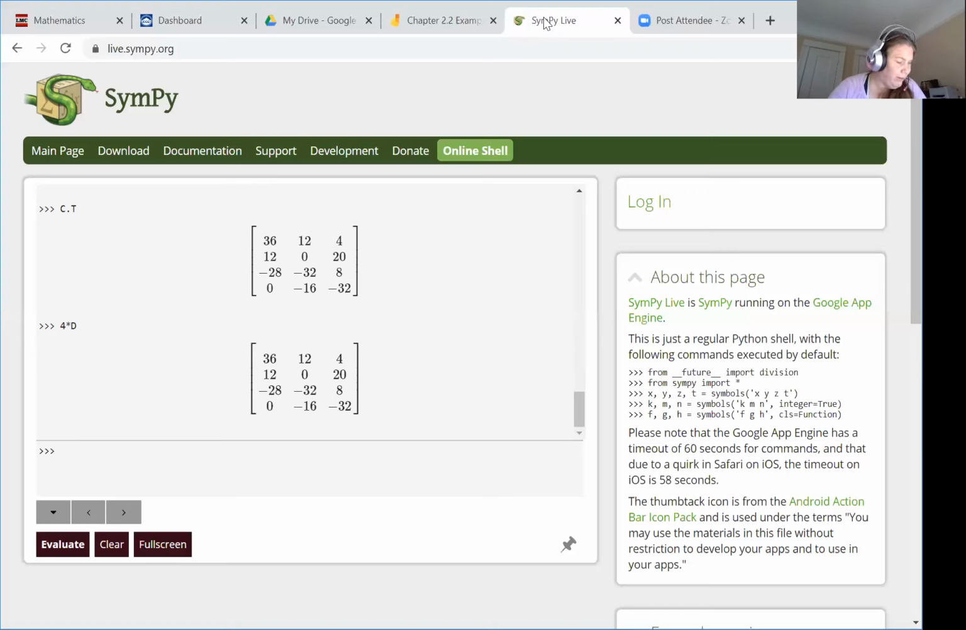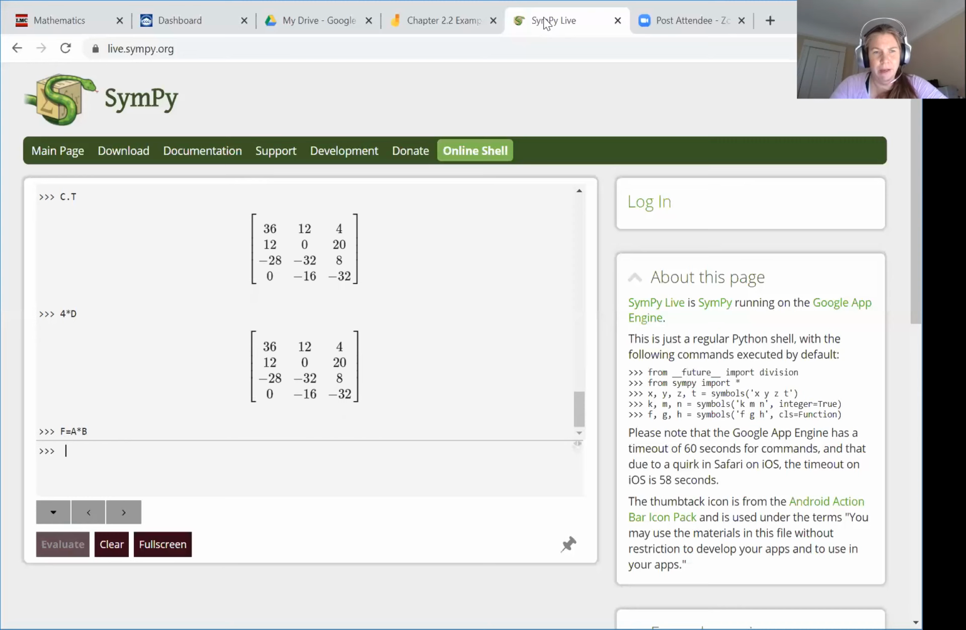Great. All right, so the last matrix property we want to verify is property 4, which says that the product transpose is equal to the second part of the product transpose multiplied by the first part of the product transpose. All right, so I'm going to define a product matrix that'll be F, and that's going to be A times B.